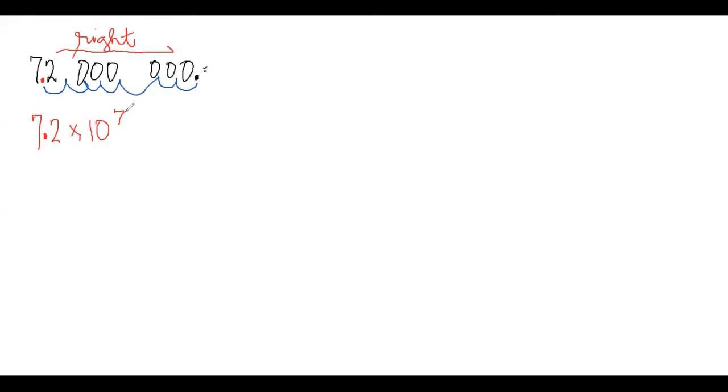So, ibig sabihin, class, since gumalaw tayo ng 7 steps to the right, therefore, yung exponent natin ng 10 is positive. Therefore, the scientific notation for 72 million is 7.2 times 10 raised to 7. Okay? O, na-review na? Yes, sir. Okay. O, sige. More examples pa. So, 3 cases ito.